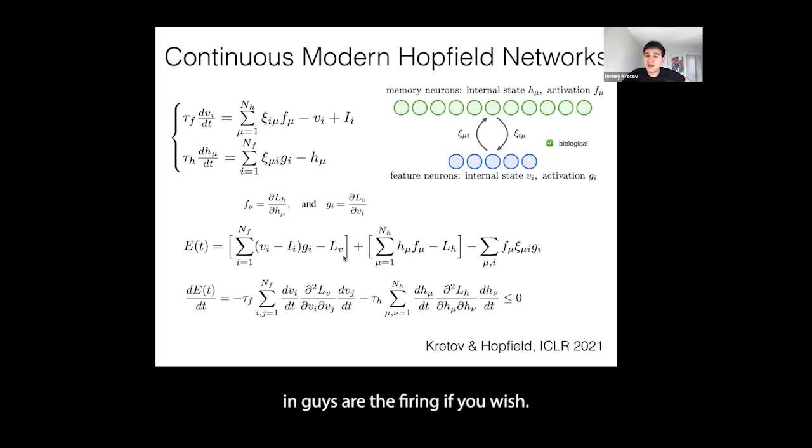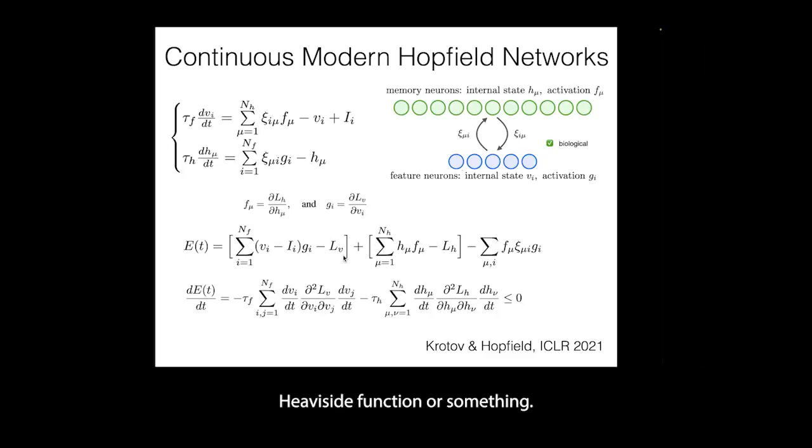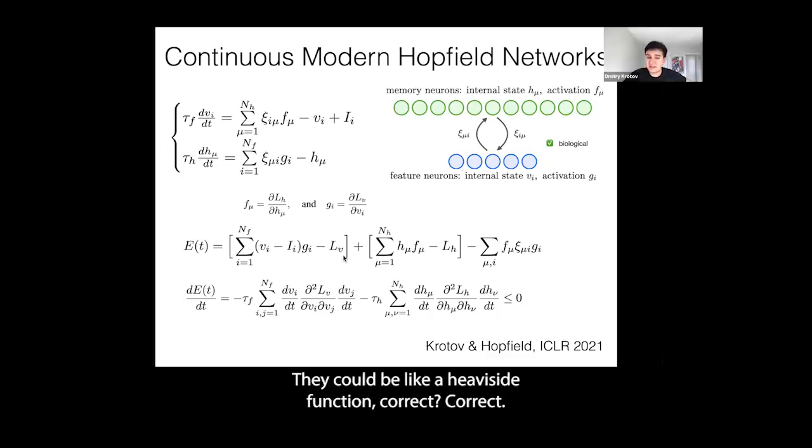And the g_i are the firing rates, if you wish. They are activation functions acting on those neurons. Okay, so they will be like a Heaviside function or something. Yeah, they could be like a Heaviside function.